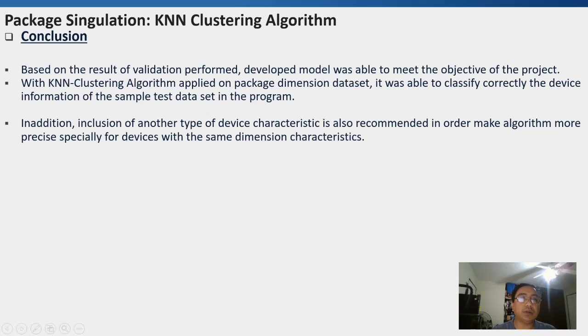So in conclusion, based on the result of the validation performed, the developed model was able to meet the objective of the project. With the KNN clustering algorithm applied on the package dimension dataset, it was able to classify correctly the device information of the sample test dataset in the program. In addition, inclusion of another type of device characteristic is also recommended in order to make the algorithm more precise, especially for devices with the same dimension characteristics.